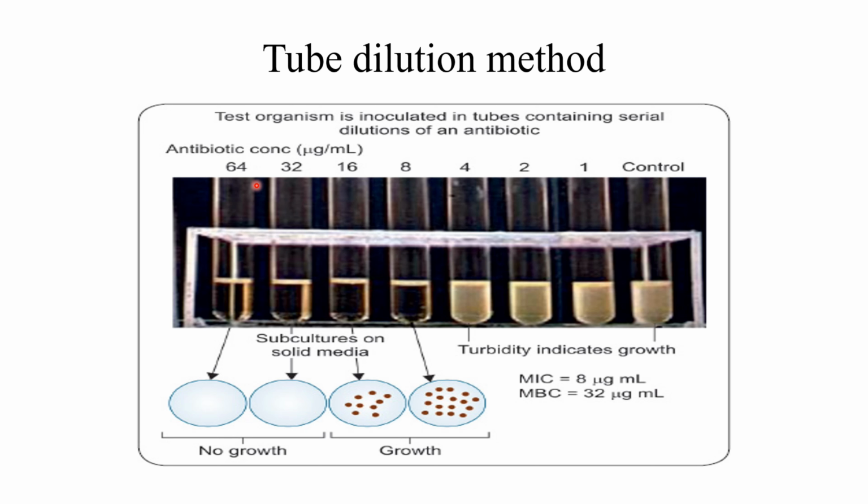Here you can see the concentration of antibiotic is 64, here 32, 16, 8, 4, 2, 1, like that. At last, this is the control. Like that, we are serially diluting the medium with antibiotics. After that, we will incubate these tubes overnight, or 16 to 18 hours, at 37 degrees Celsius. And after that, we will read the result.